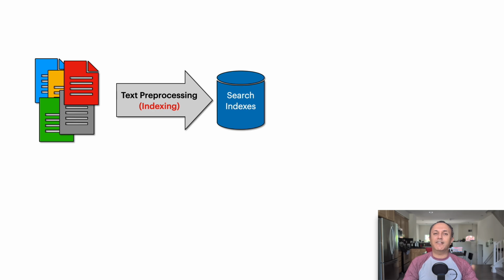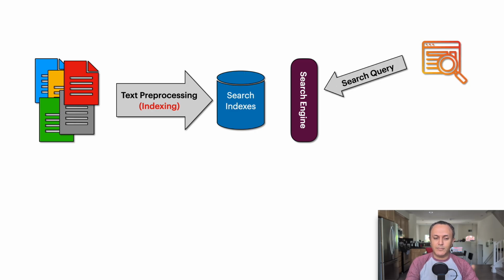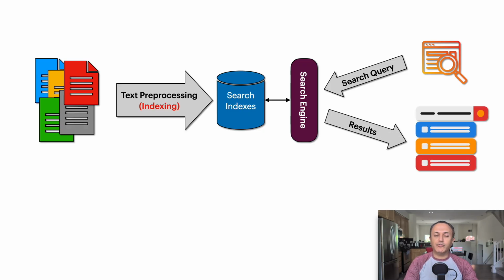This results in some search indexes, and then the search engine is on top of that, which gives a user the capability to submit a search query. The search engine would take that search query, use it to query the indexes, and then return back the results. This is the high-level overview of the whole text search process. Now let's drill a little bit into that text pre-processing step and see what that actually involves.